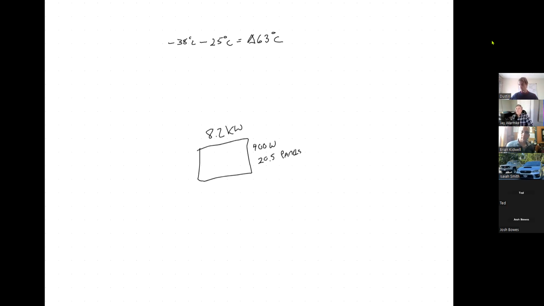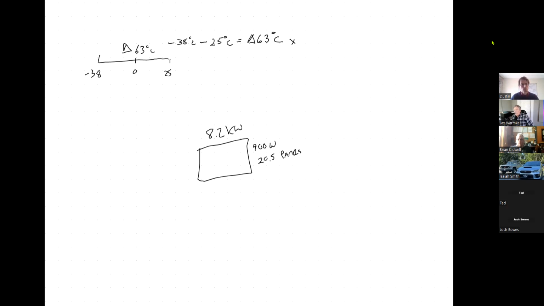So what's the difference between minus 38? If we have a continuum here, and this is minus 38, and this is 0, and this is positive 25, then the difference between these is 63 degrees. All right, so we take that 63 degrees and we multiply it times the temperature coefficient at VOC.